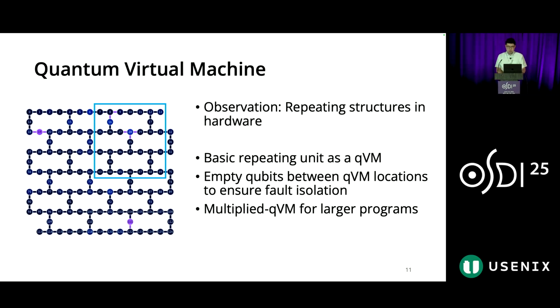And we can have small programs and also larger programs. For larger programs, we provide something called multiplied QVM that takes a rectangle shape of multiple basic QVM units. And the user can pick the multiplied QVM of appropriate size according to the quantum program they want to run.